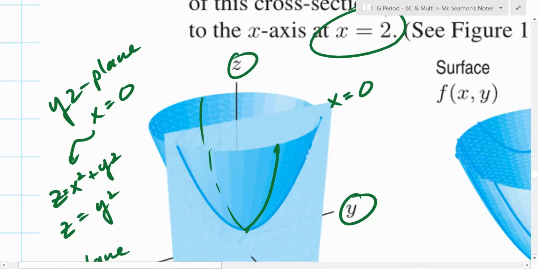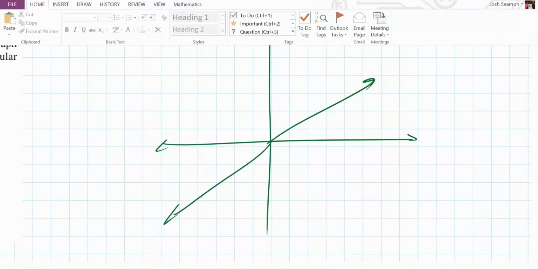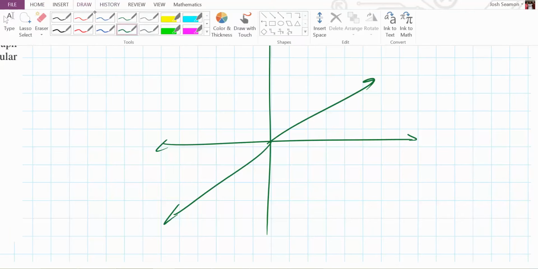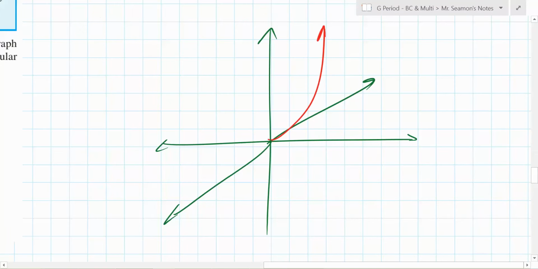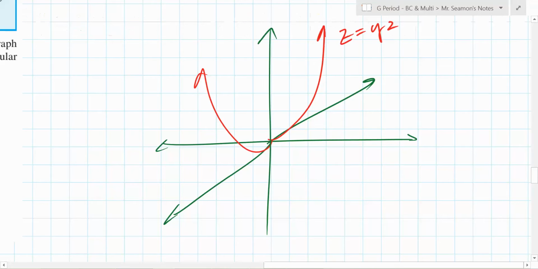The point is, if you just had those two traces, I'm going to draw them off to the side here. Do you have a lot of information? Yeah, you do. Here's the first trace we had. What's the equation of this one right here, this red one? That is z equals y squared.